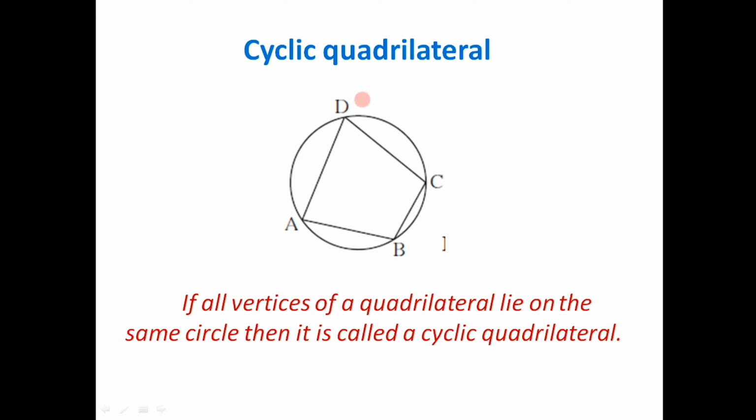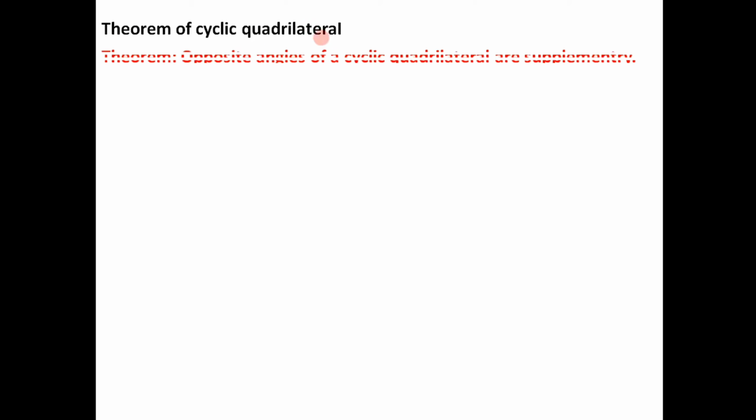Now we have one property about this cyclic quadrilateral, which is called the theorem of a cyclic quadrilateral. First of all, let us see what is the statement. The statement is: opposite angles of a cyclic quadrilateral are supplementary. We are going to prove this one. For that, we need a diagram.